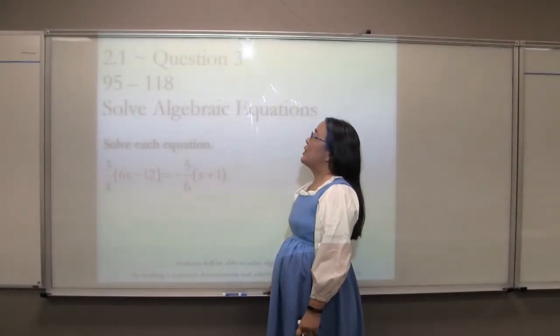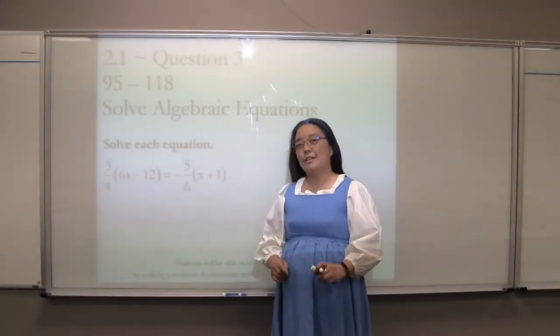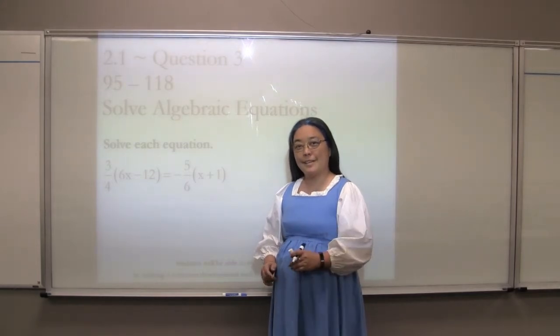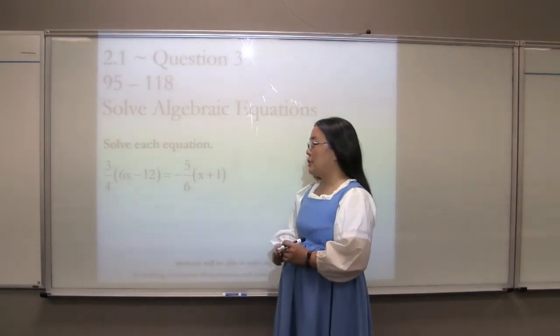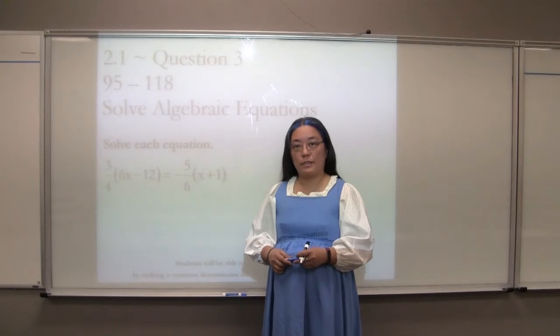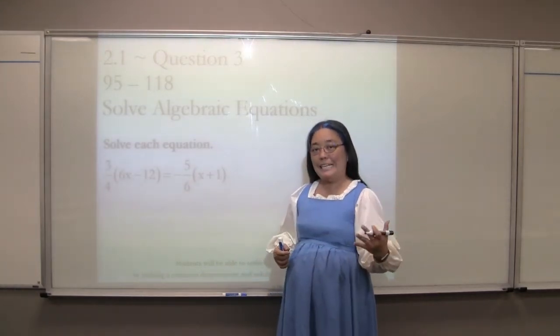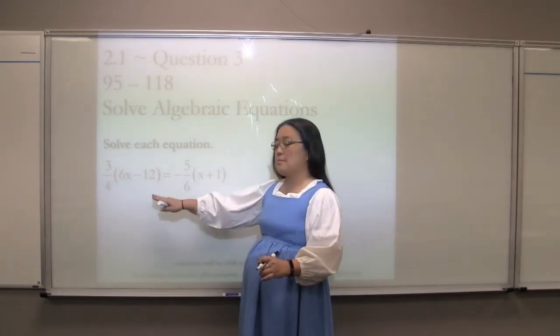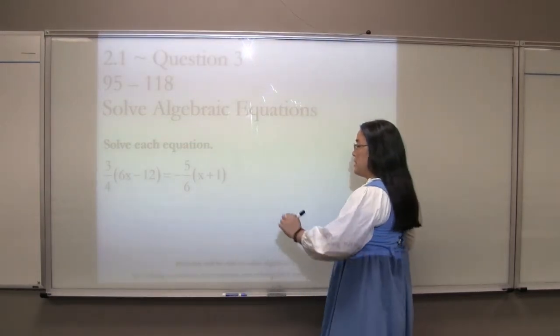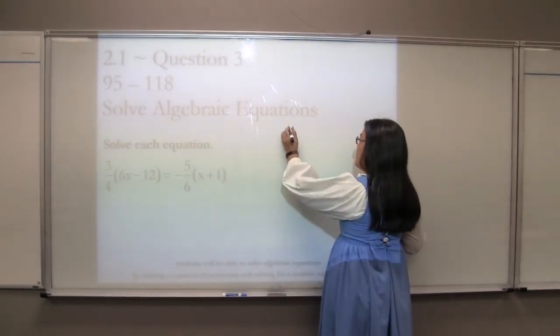Chapter 2, Section 1, Question 3. In the last problem, we had decimals. Now we have fractions. There are many ways to clear the fraction. However, to support us in Chapter 6, which is coming up, I want us to make a common denominator. We have a denominator of 4 and a denominator of 6.